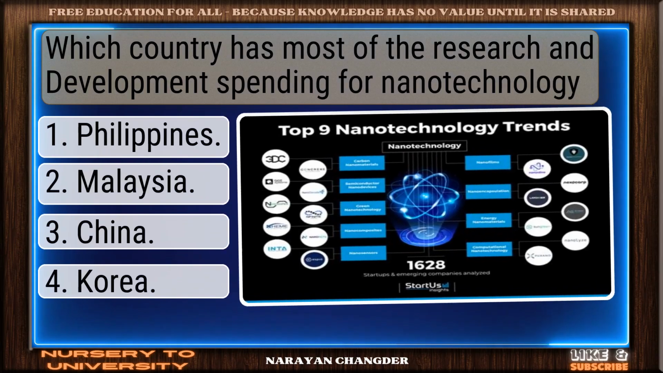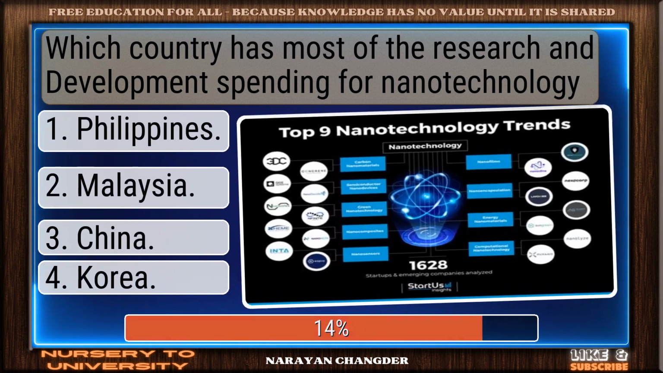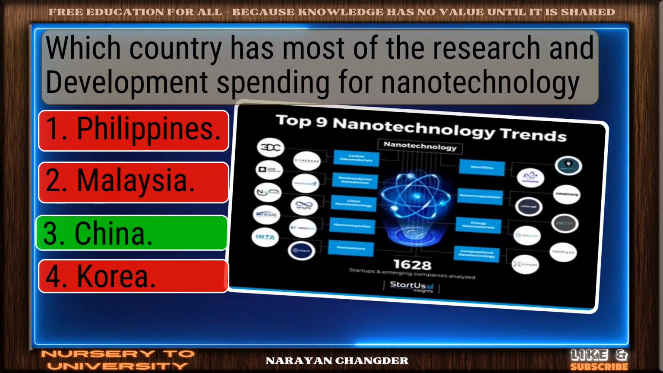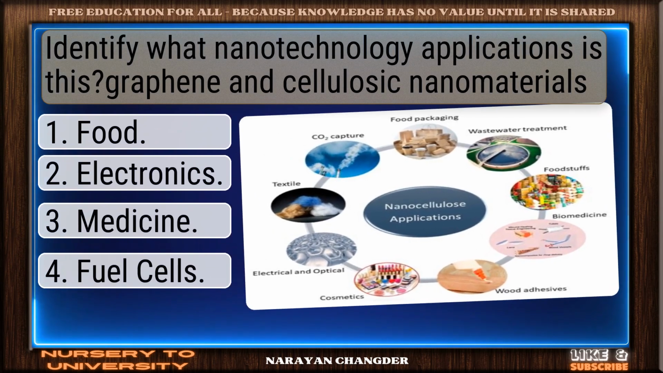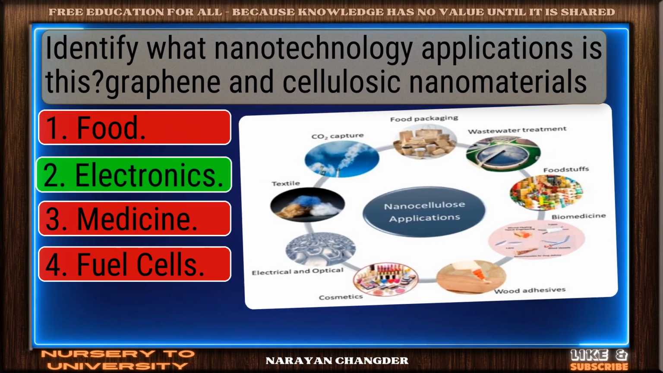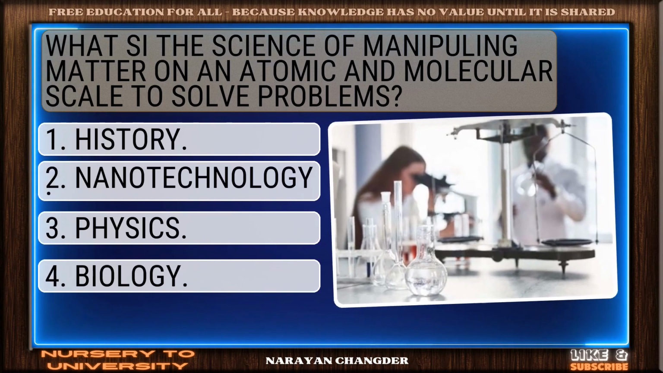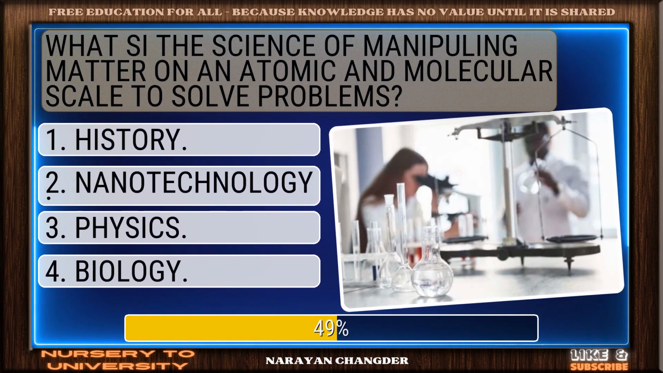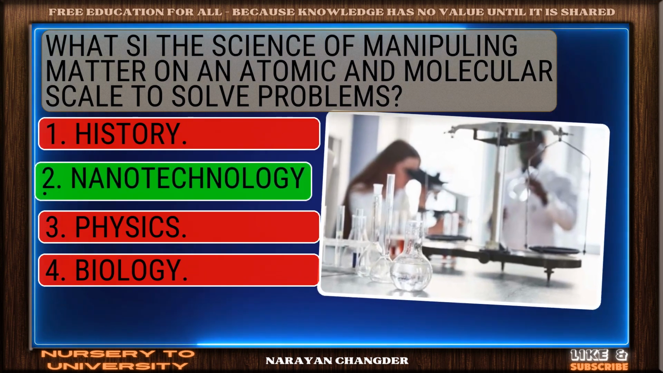Which country has most of the research and development spending for nanotechnology? Great job. China is the accurate answer. Identify what nanotechnology application this is. Graphene and cellulosic nanomaterials? Strong choice. Electronics is the right answer. What is the science of manipulating matter on an atomic and molecular scale to solve problems? Clear logic. Your choice, nanotechnology, is sound and 100% true.